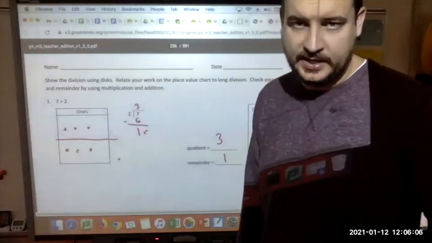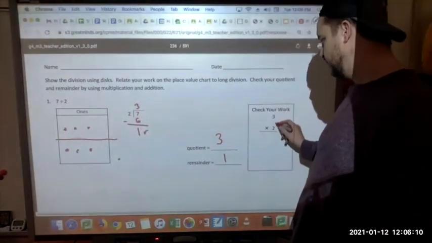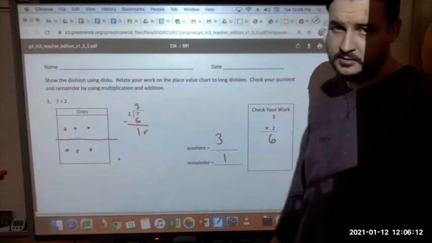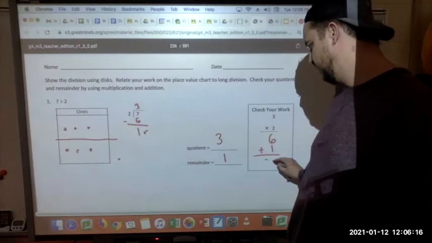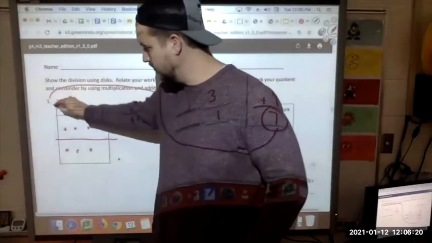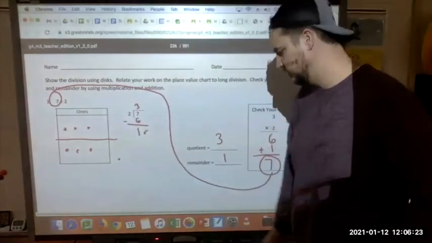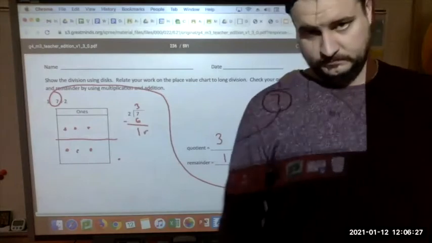So making sense of that, how do I check my work? First, I set up 3 times 2 equals 6. 6 plus 1, the remainder, equals 7, which equals the same thing as the dividend.